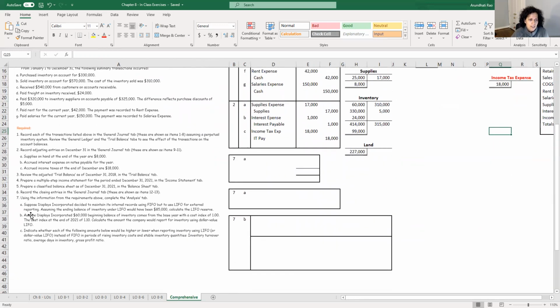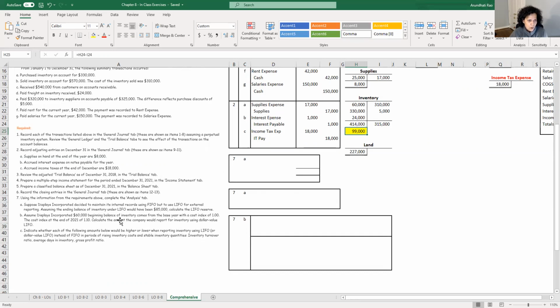In part 7, they're saying, suppose Displays Incorporated decided to maintain its internal records using FIFO, but to use LIFO for external reporting purposes. So what they're saying over here is this balance that you have, the 99,000, let's assume you used FIFO and came up with that 99,000. So that cost of goods sold journal entry that you're done, all of that was based on FIFO. Now they're saying, for financial reporting purposes, we don't want to use FIFO, we want to use LIFO.